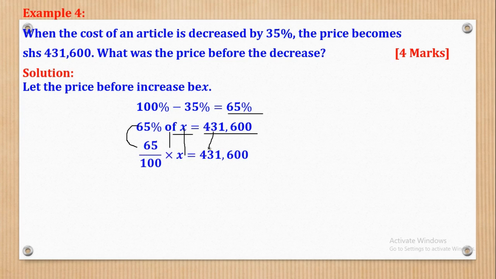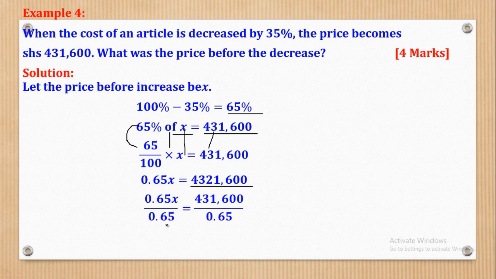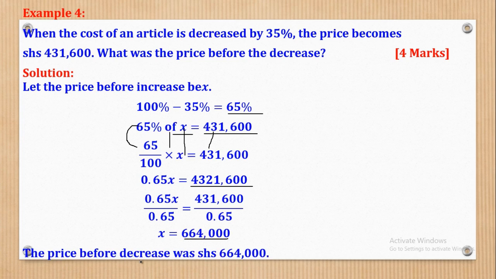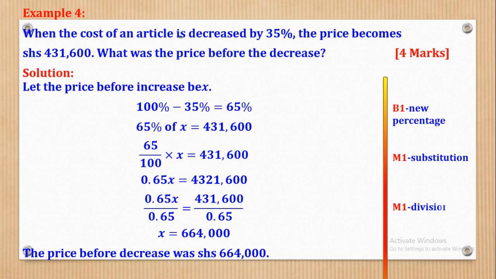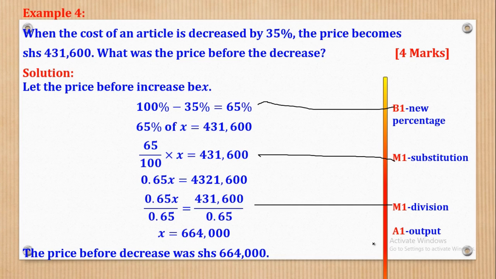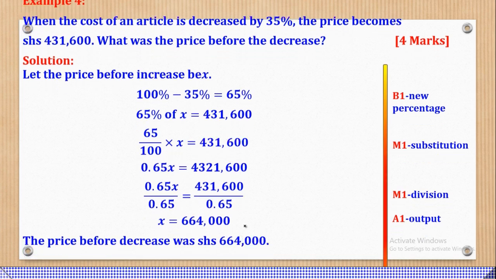X is there and this is there. When I simplify, I come up with 0.65x being equal to this new price, and when I divide both sides by 0.65, I'll come up with that, and when I make X the subject, it will be 664,000 shillings. So basically that is our price before the decrease. Now let's see how much can be awarded. B1 for the new percentage, M1 for the substitution, M1 for division, and A1 for output. So basically that's how the marks could come about.